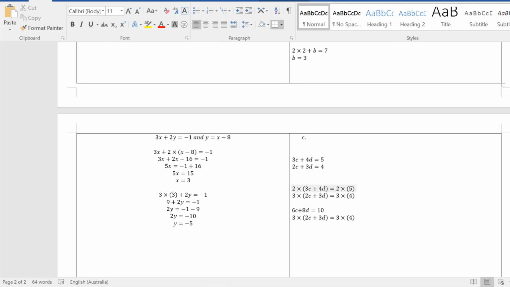Just double check my working. 2 times 3c, 6c. 2 times 4d, 8d. And then 2 times 5 is 10. There's my first one expanded. My second one is going to be 6c plus 9d. And what that's going to equal is 3 times 4, which is 12.